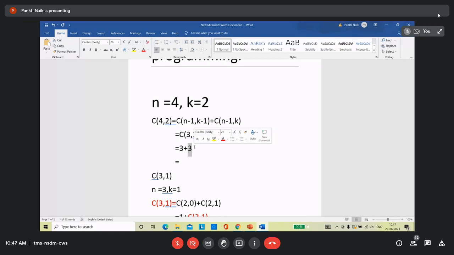Right? So put this value 3 into this equation. So you will get the final answer 6. Right? So 6 is the final binomial coefficient value for C4, 2. Getting it? Right? So here we use the dynamic programming approach.